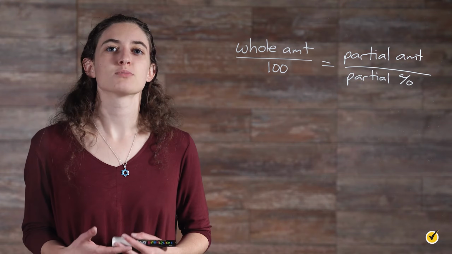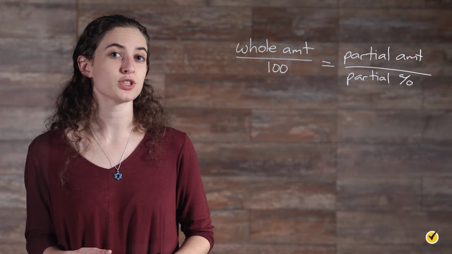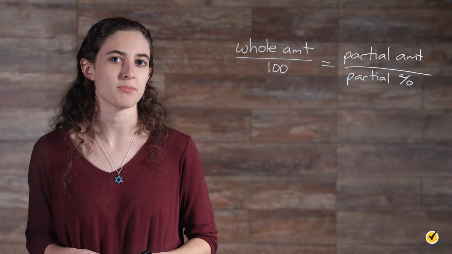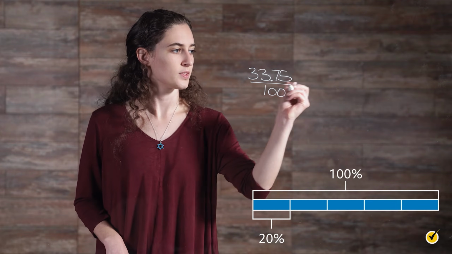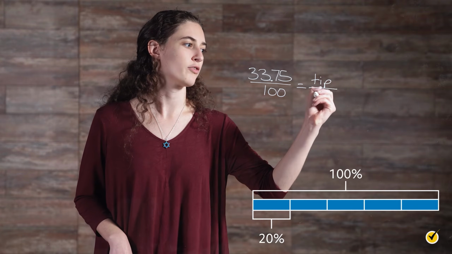Your restaurant bill comes to $33.75. You received exceptional service, so you want to leave a 20% tip. How much do you tip? Using a bar model can come in handy when visualizing these problems. For instance, $33.75 over 100 is equal to whatever your tip is going to be over 20.